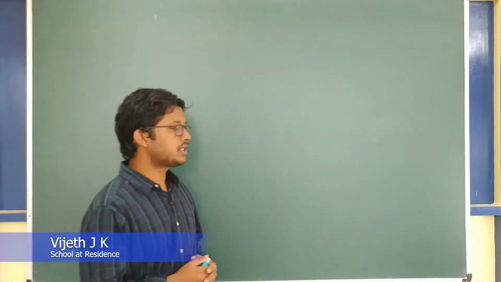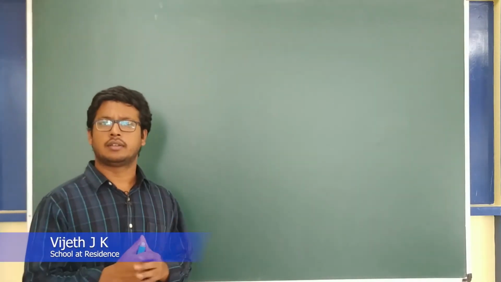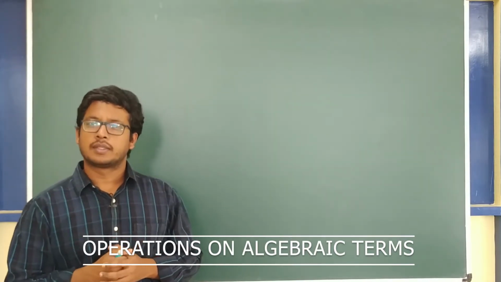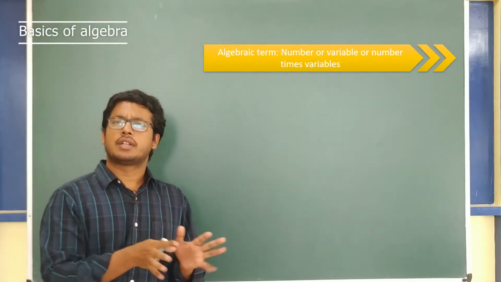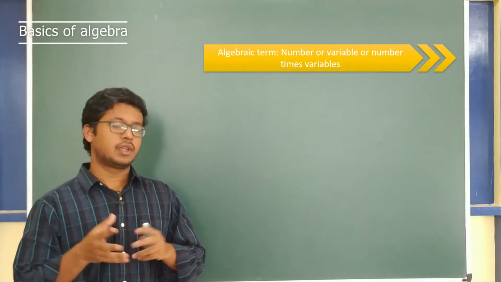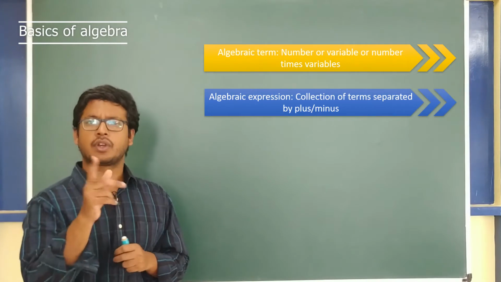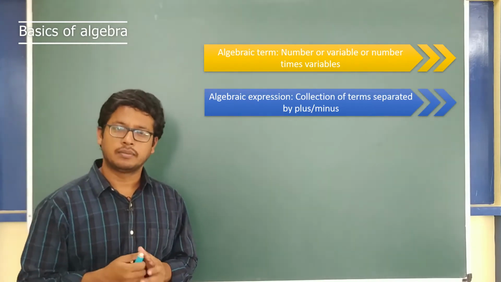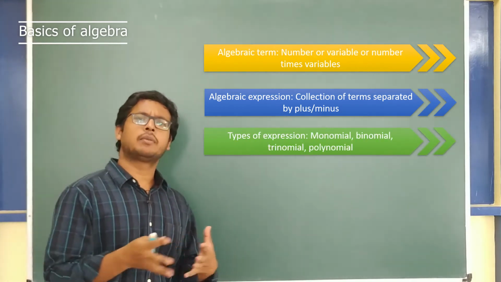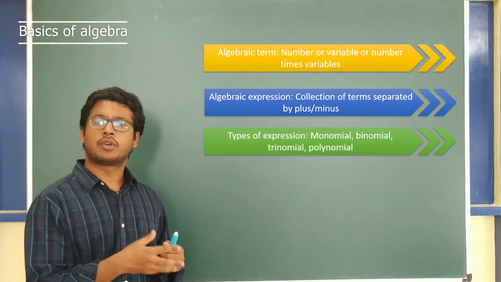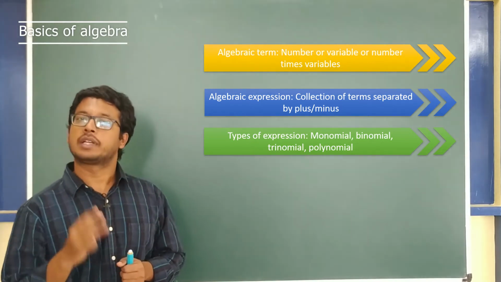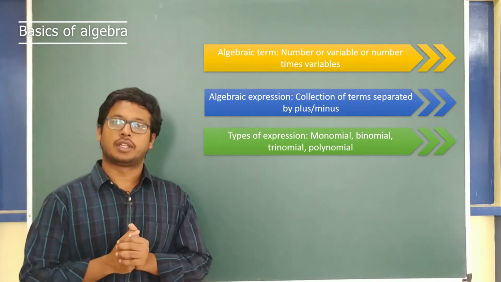We will study the operations that can be made on algebraic terms. Just to revise, an algebraic term is a collection of numbers and variables operated by multiplication or division. A collection of algebraic terms we call an algebraic expression. Algebraic expressions we classify into monomial, binomial, trinomial and polynomial. Monomial has only one term, binomial 2 terms, trinomial 3 terms and polynomial 4 terms.